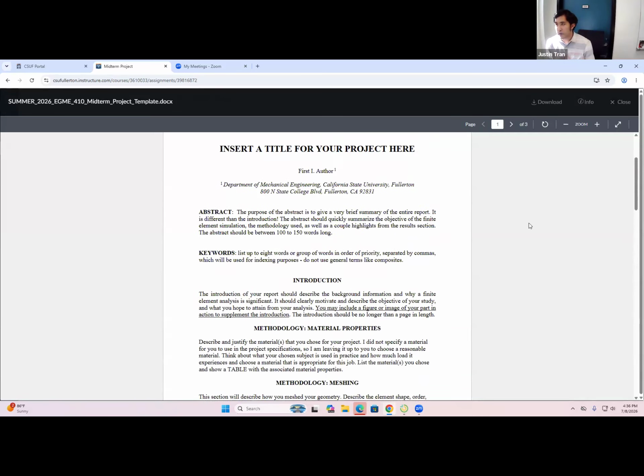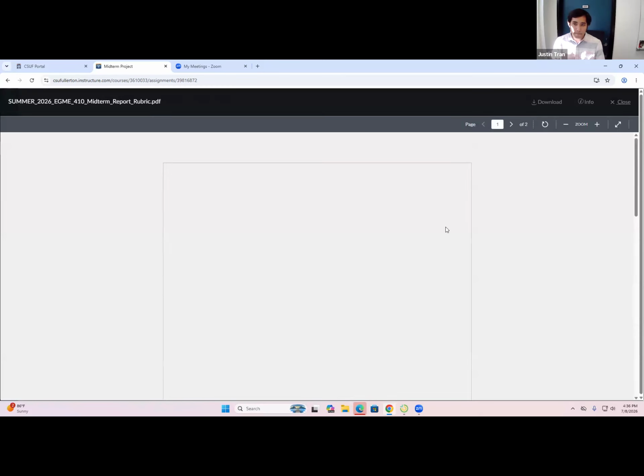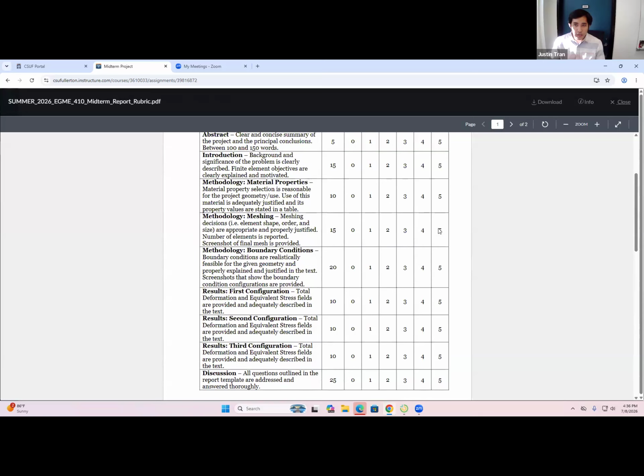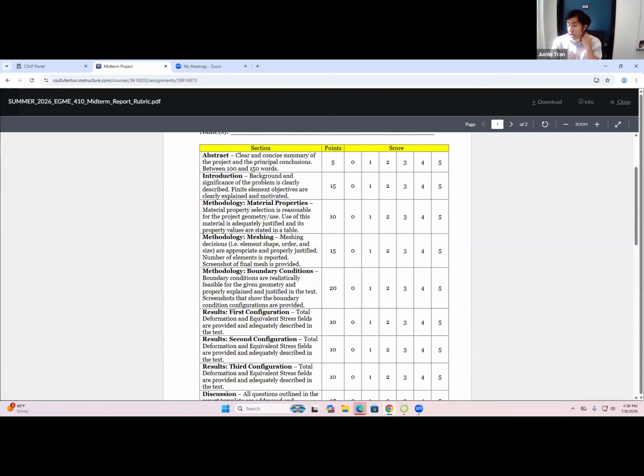Okay, good. And then finally, the last document I want to share with you is the rubric. This is the grading rubric here. You can see that I've broken it down into each of the different sections in the template, which makes it easy for me to grade. But I think what you should be able to see here is how the different sections are weighted in terms of grade.